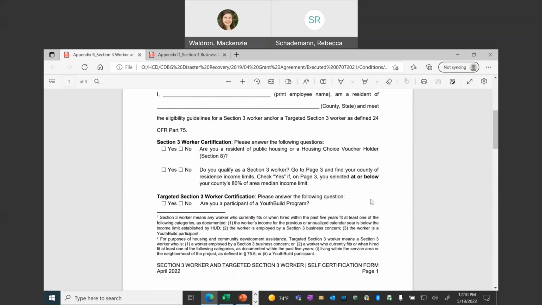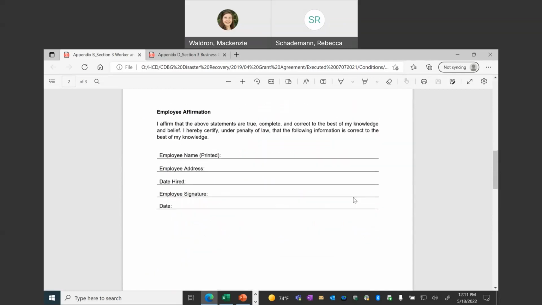Next up, we'll be focusing on, are they a targeted Section 3 worker? So our question for them is, are you a participant of a YouthBuild program? And they'll indicate either yes or no. And then if you scroll down to the next page, we have an employee affirmation to ensure that everything is true and correct on the form. The employee fills this out.